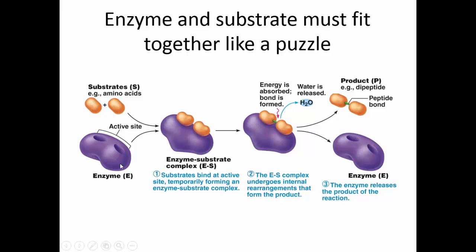So if this is the enzyme that will allow two substrates, let's say these are two amino acids, to be connected together, the amino acids have to fit in the active site. Once they're in there, the reaction putting them together can occur, and the dipeptide leaves the enzyme, and the enzyme is just like it was before we started. So the enzyme made the reaction speed up, but it was not involved in the reaction in any way.